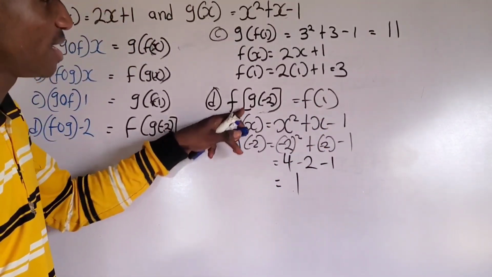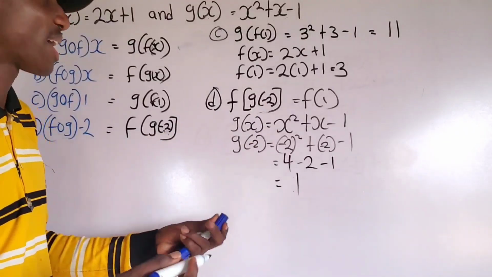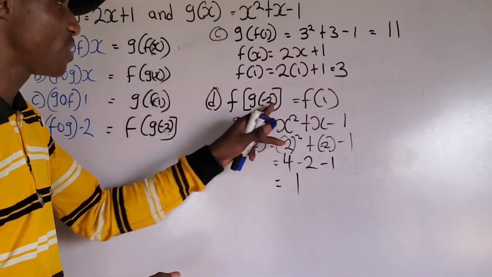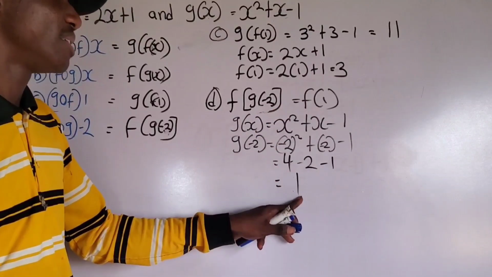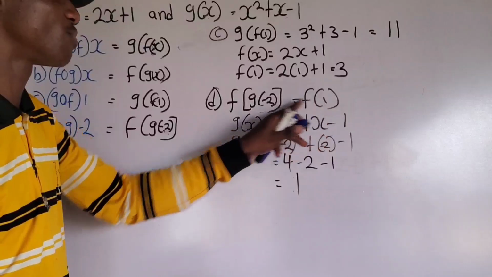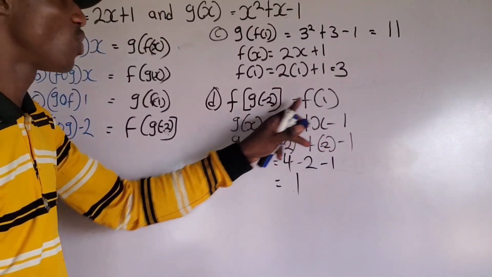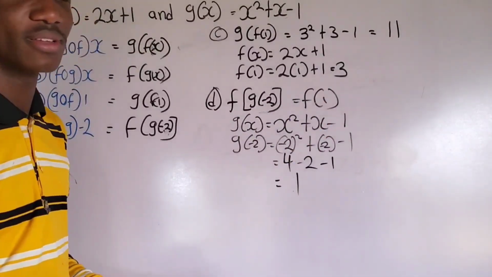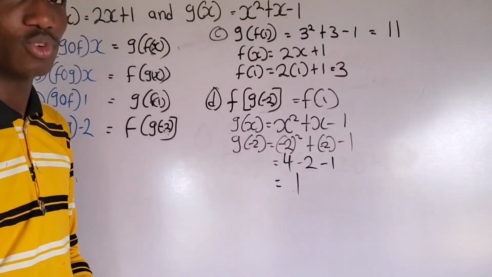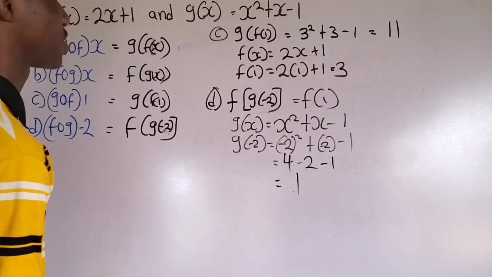Okay? I'm asked to find f(g(-2)), but I cannot get this without first getting g(-2). Having gotten g(-2) as 1, I replace g(-2) with 1 in this function. So what I'm looking for now is f(1). And don't forget that f(1) is the same thing as f(g(-2)). Do you understand? Okay, so let us proceed.